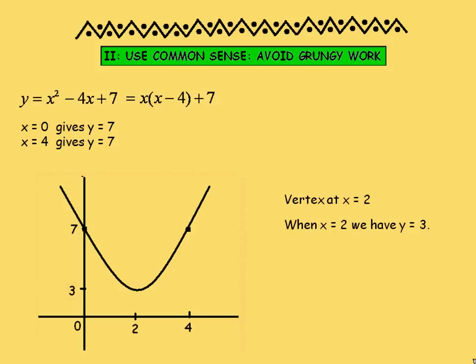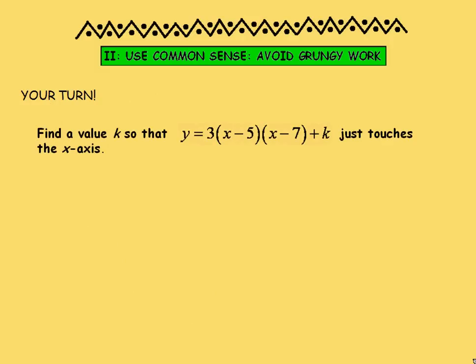Note what I did. I actually looked for symmetrical x values and just used common sense to nut my way through it. So here's a question for you. Find a value k so that this quadratic, y equals 3 times (x minus 5) times (x minus 7) plus k, just touches the x-axis.